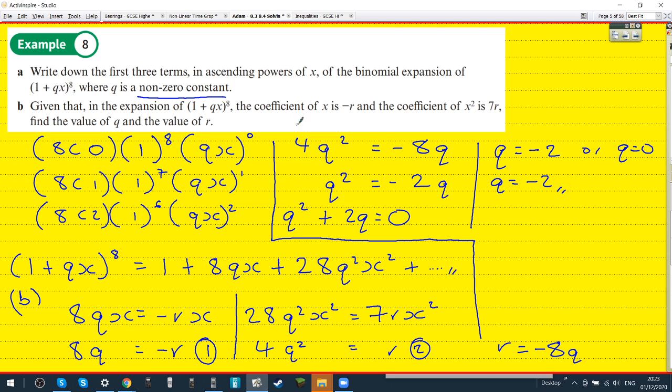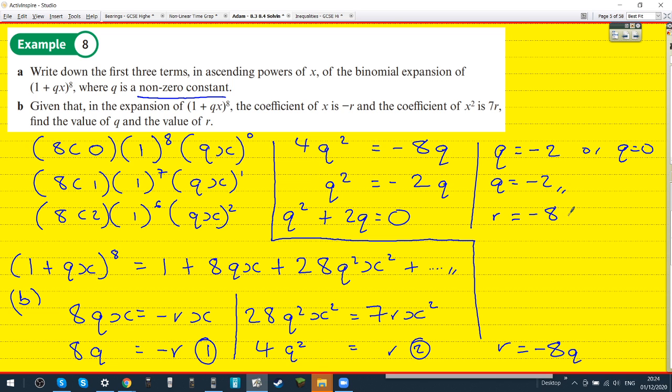Is that full marks? They want the value of r as well. Yep. And r is, wait, but there's two answers for r. Both will give you the same number. So could you just say r equals minus 8q? What is q?